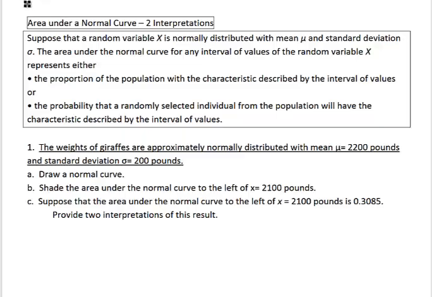Okay, so we've talked about the normal distribution. This is 7.1 continued, part 2. And there's two different ways to interpret that area under the curve, and that's what we're going to be talking about here. This is how you can translate them, but I like to actually go into an example.